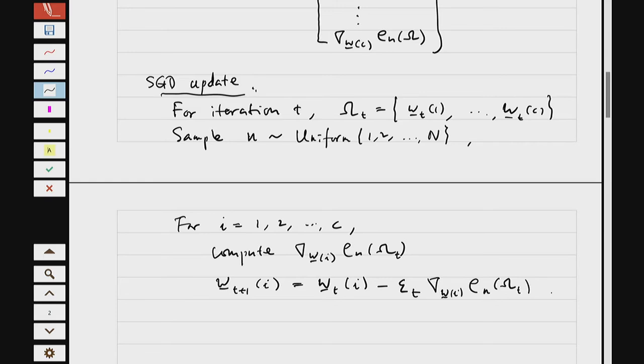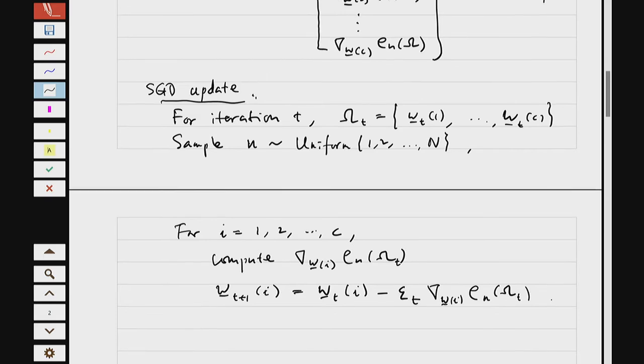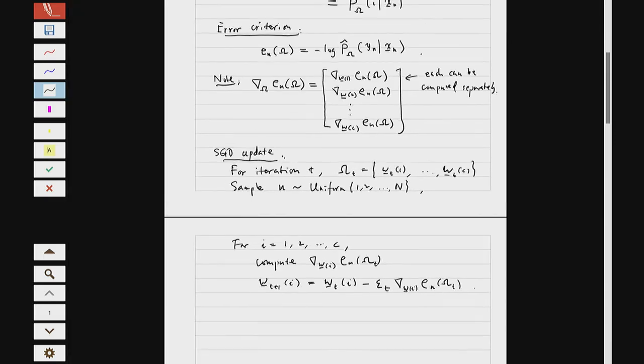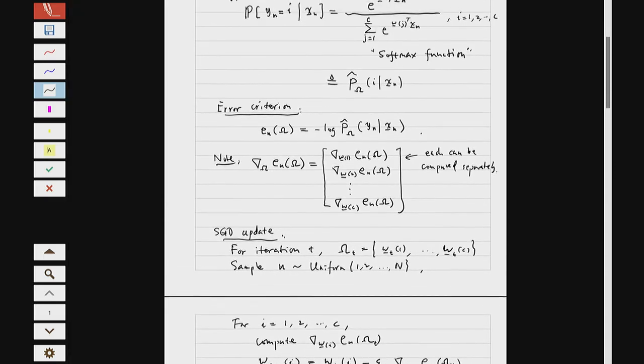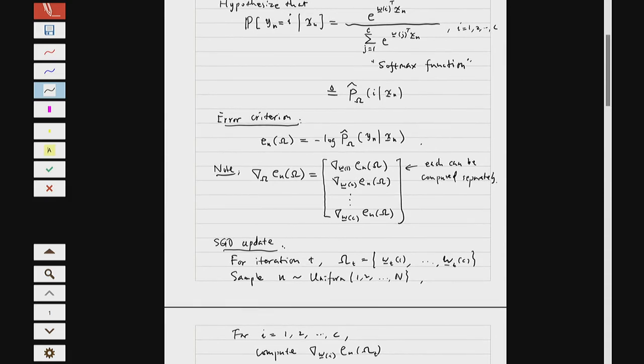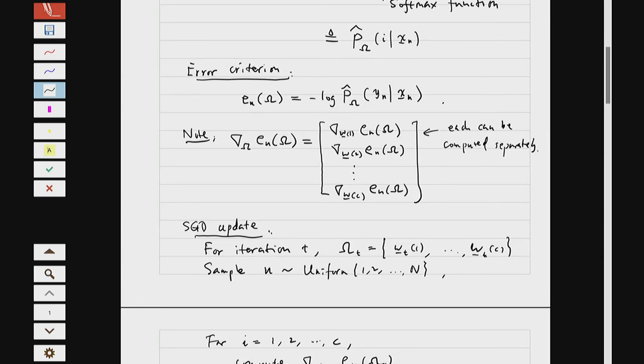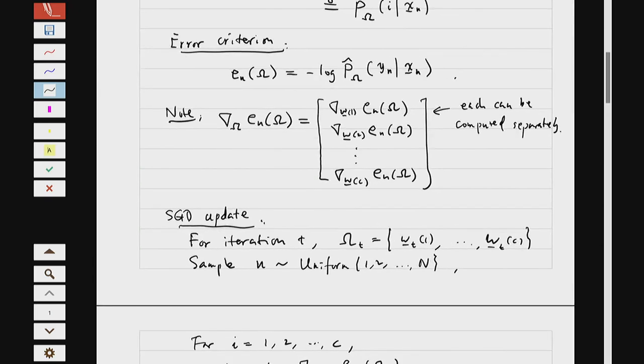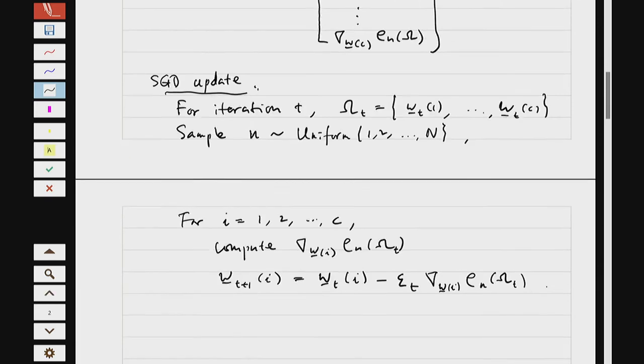The only unresolved issue is how to compute this gradient with respect to w_i for this new form, for this softmax function. It looks like this. How do you take the gradient of that so that you can carry out the GD? Turns out there's a small twist there; it's not completely straightforward. So let's look into this.